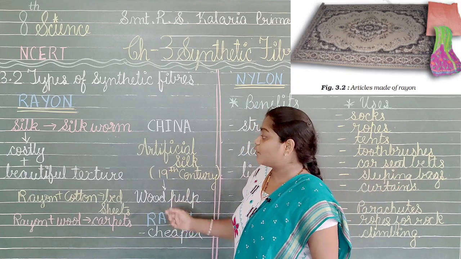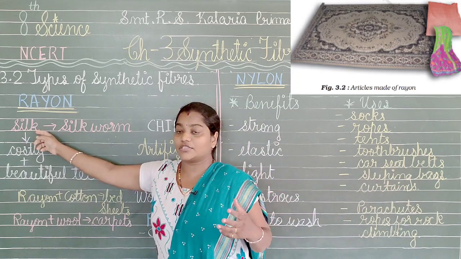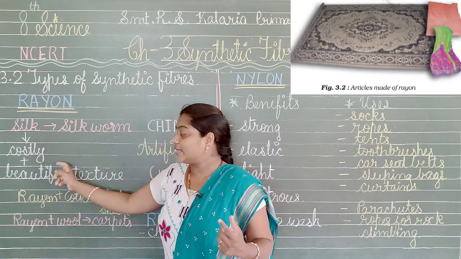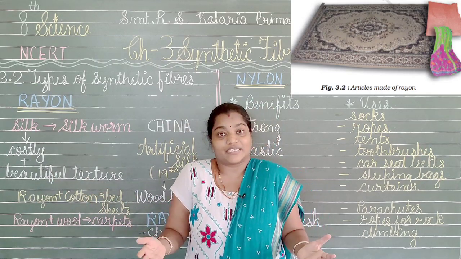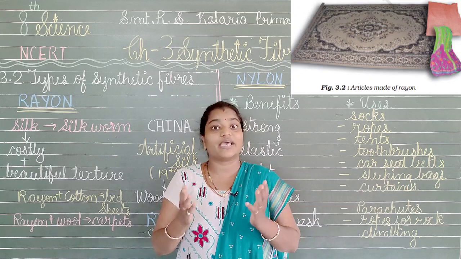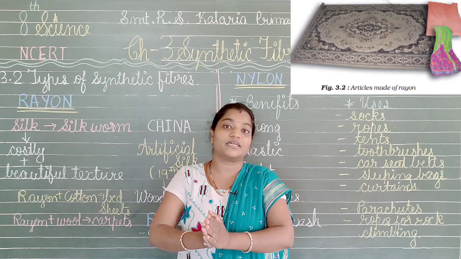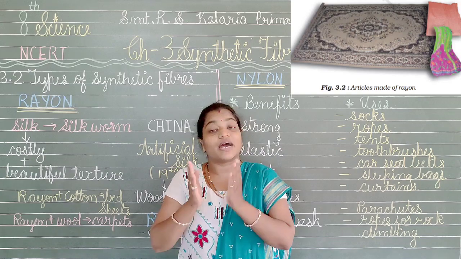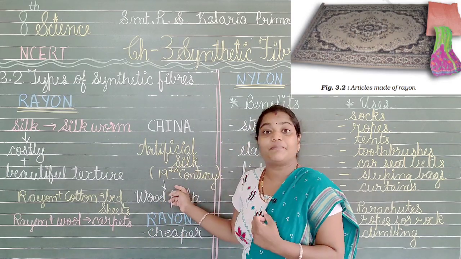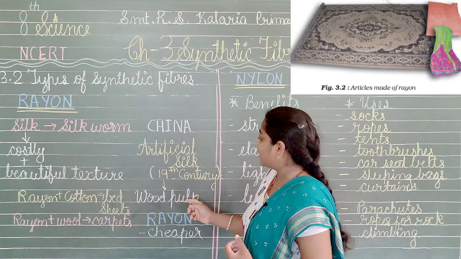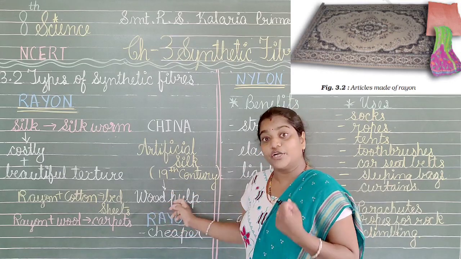Now, because of that, what will happen? As silk was so costly and beautifully textured, it fascinated people. So we obtained the same type of silk material, artificially prepared in the laboratory. Now, how did we prepare that? We prepared it with the help of wood pulp.